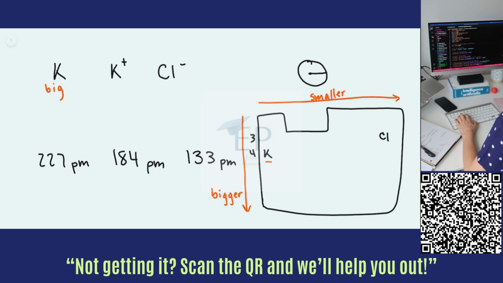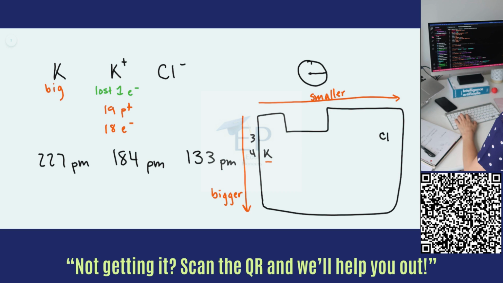Now what we need to do is figure out about the ions themselves. When you see a plus sign, that means that atom has lost one electron. So it has one less electron than what it started with. For potassium, if you look at its atomic number, it started with 19 protons, and it would have started with 19 electrons. However, since it's lost one electron, it'll now be down to just 18.